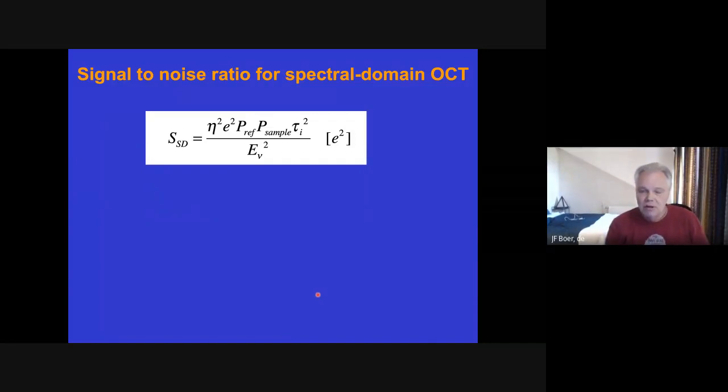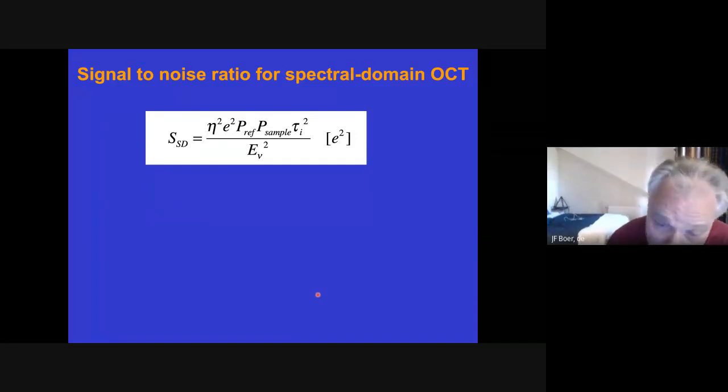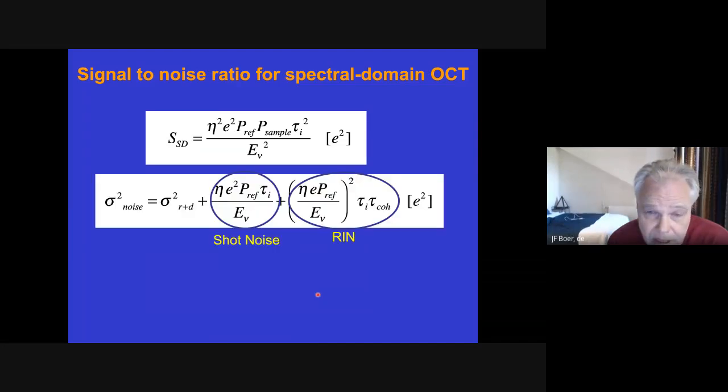Okay, we can go now through a signal-to-noise analysis of this technique, the spectral domain. Some of the terms are looking familiar to you now, because if you look at the noise that is present in the system, that noise is our sample and readout noise. This was equal to the thermal noise that we discussed before. We have a shot noise term, and we have that relative intensity noise term.